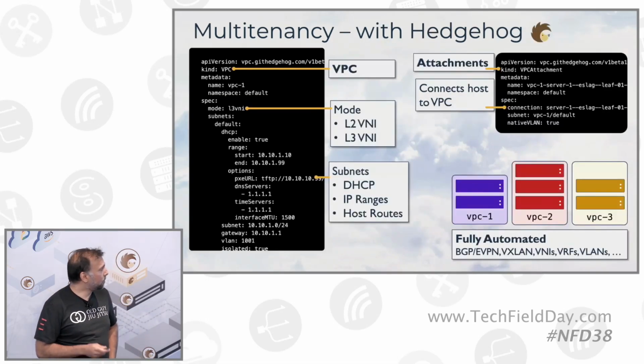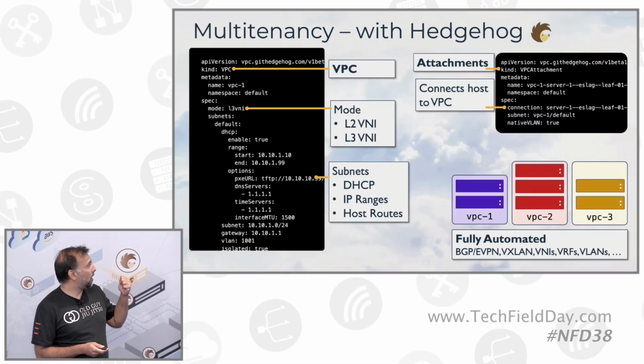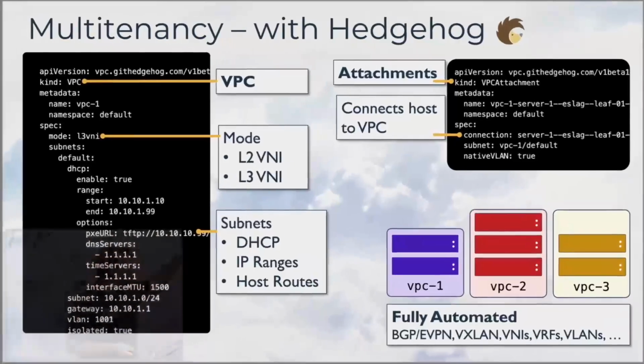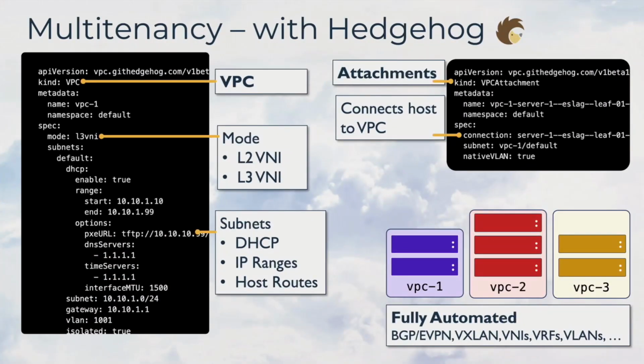So multi-tenancy with Hedgehog, essentially now we have a VPC abstraction. On the left, you can see this YAML, which describes a VPC. It has all the stuff that you would think about having for a network. So you can configure DHCP, your IP ranges, your host routes, and so on.